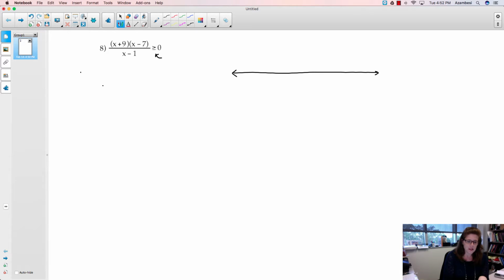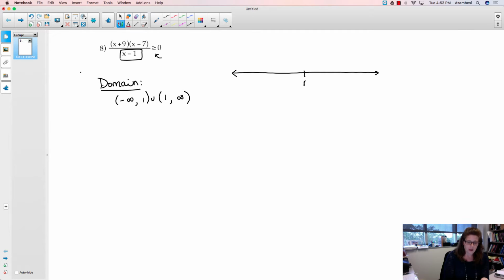So if I were to consider the domain for this first, then looking at the bottom of the function, I have x minus 1, so x cannot be 1. So my domain here is from negative infinity to 1, and from 1 to infinity. So the first thing I'm going to put on my number line is 1. That is a value where the function can change from positive to negative or vice versa.